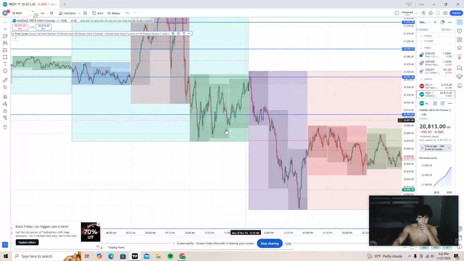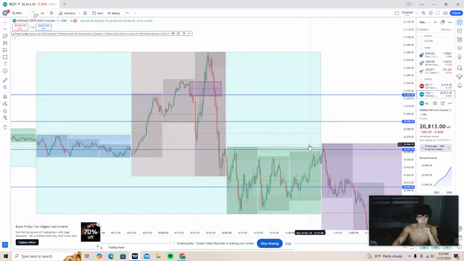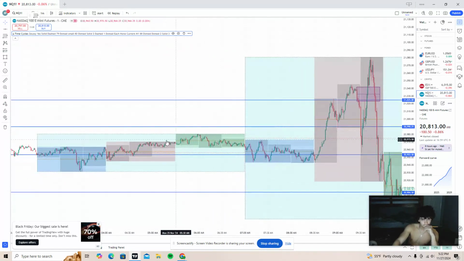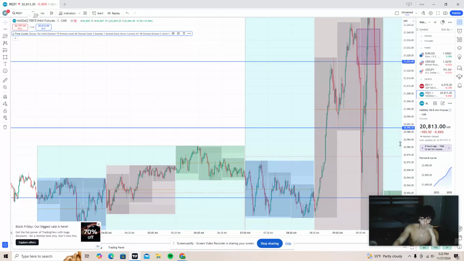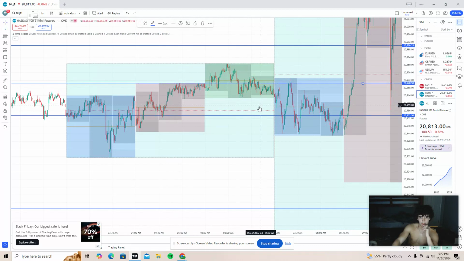That's not a good one. It's not a good one either. There we go. So you can see we had the highs of this 90-minute cycle, and then got swept by this 90-minute cycle. So then maybe you could look for your next 90-minute cycle, which would be this blue one, to then sweep the liquidity of the bottom portion.